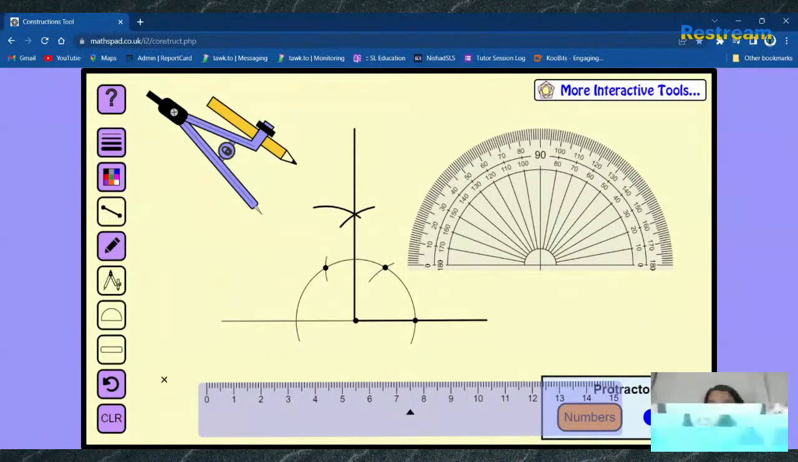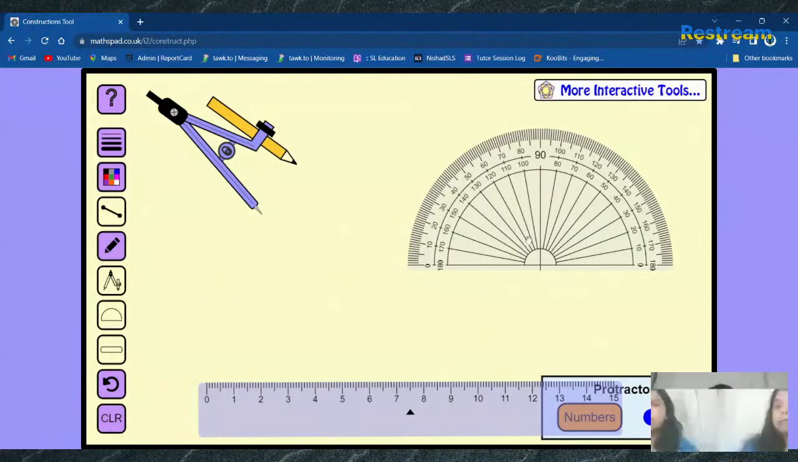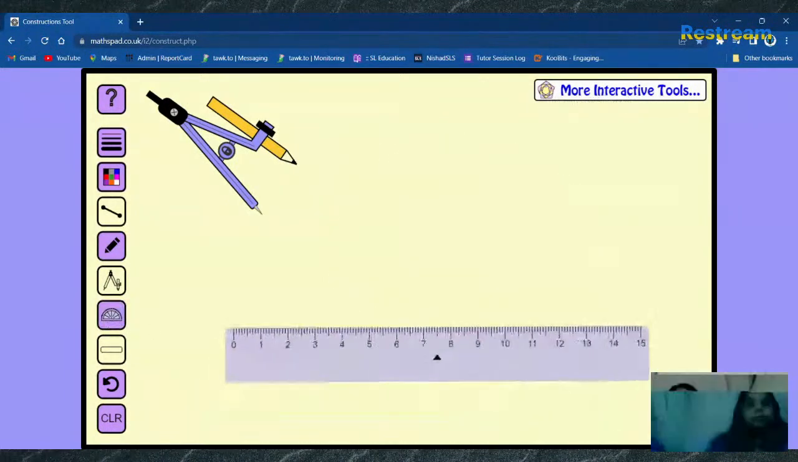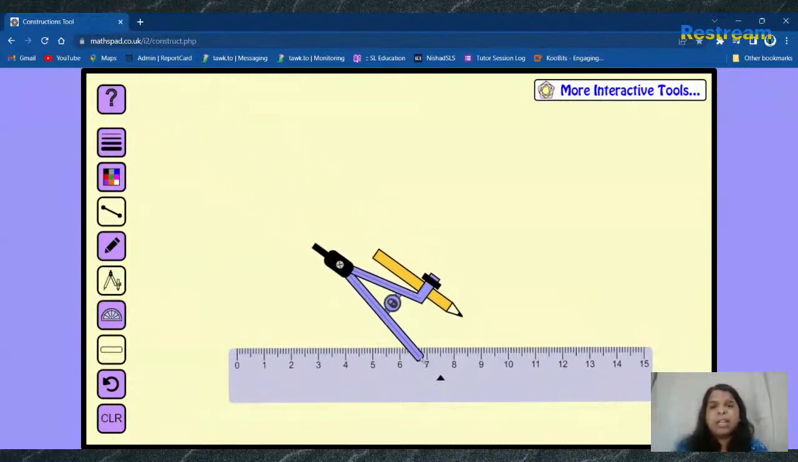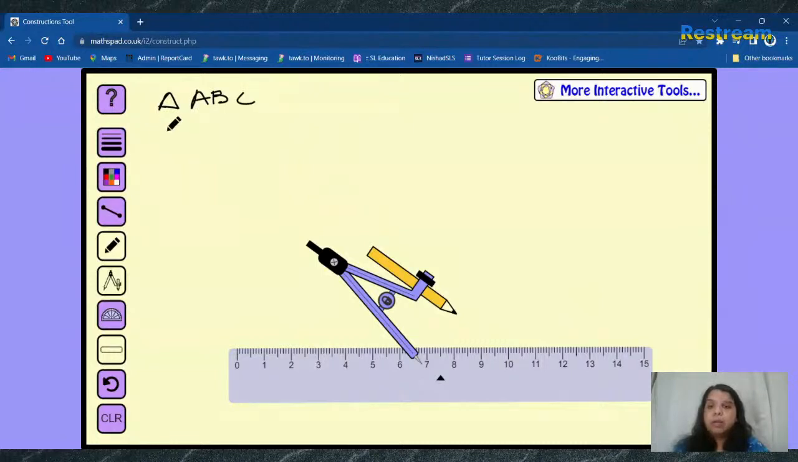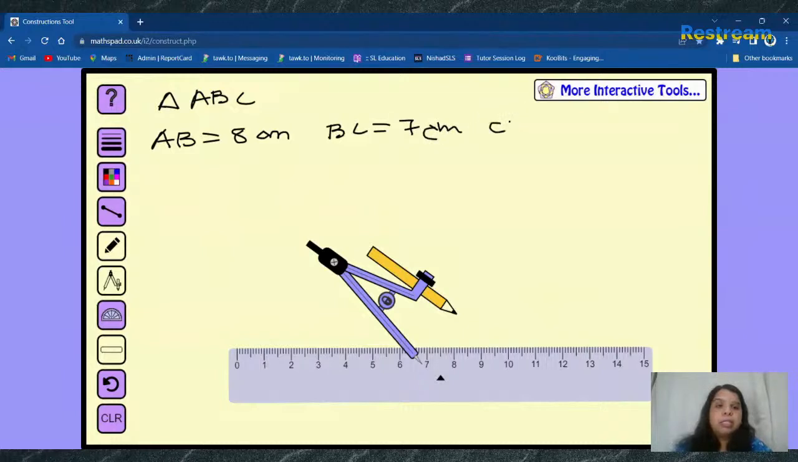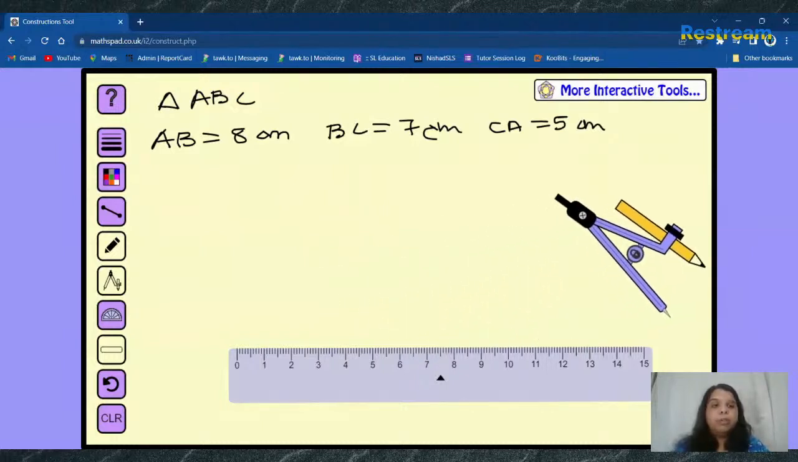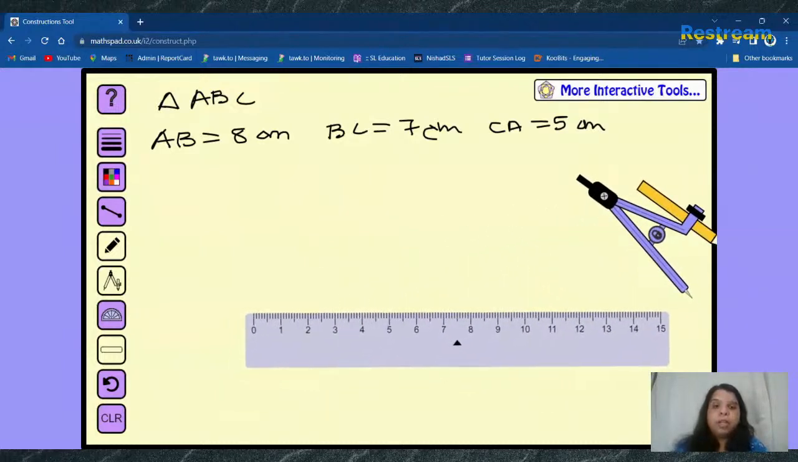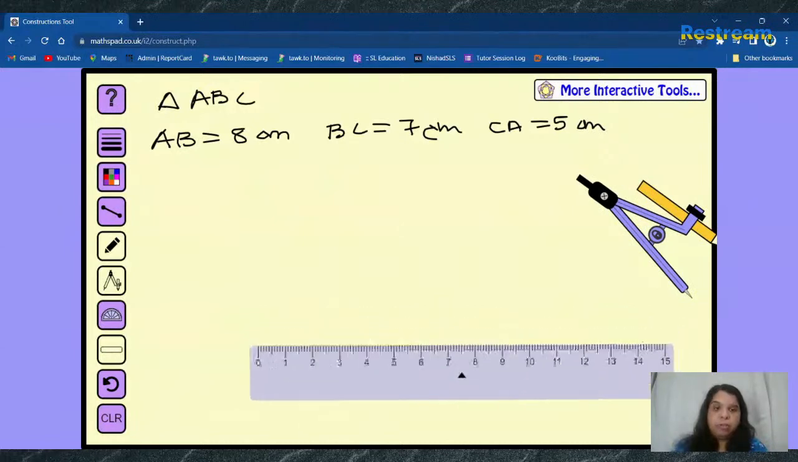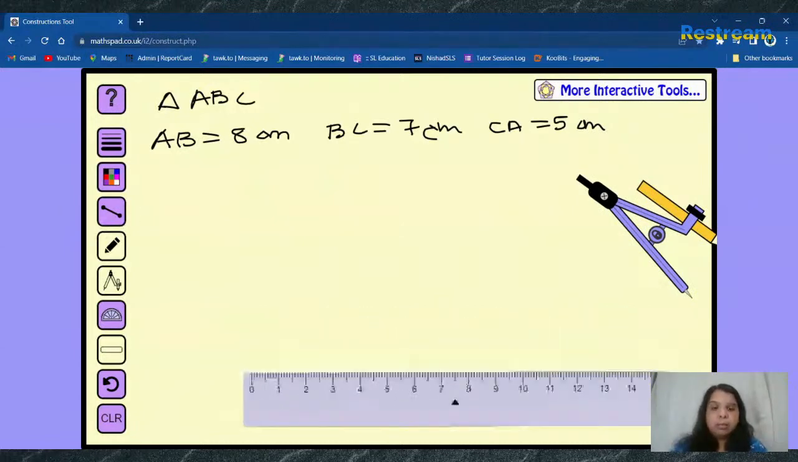What we really need to concentrate on is something called the triangle, basically. So let's say in my triangle ABC, my AB is equal to 8 centimeters, my BC is equal to 7 centimeters, and my CA is equal to 5 centimeters. Okay. Now what I'm going to do is I will always start with the largest line. I'll always start with the line which is 8 centimeters long.